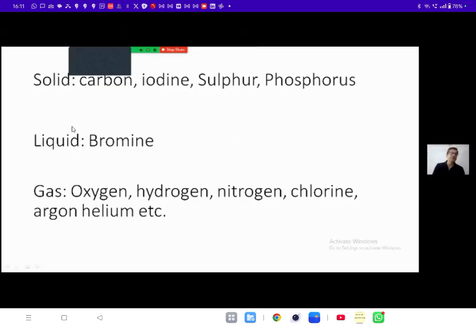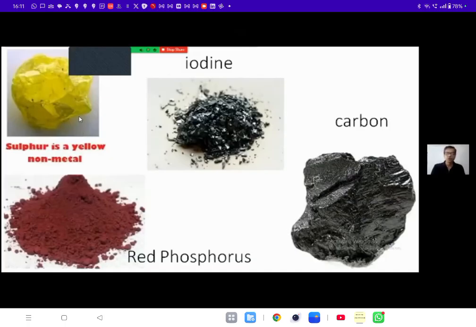Only one is liquid. About non-metals I am talking. Do not say mercury. That one is called bromine, and the remaining all are gaseous form of element: oxygen, hydrogen, nitrogen. These are the 4 which are solid, which you can see.